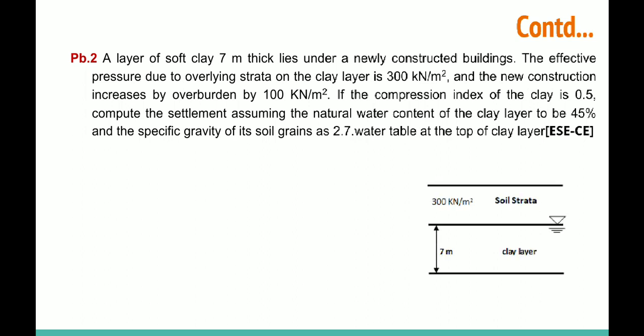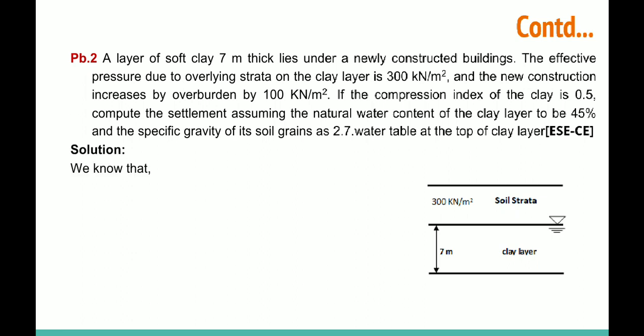So let's see in the figure. The clay layer thickness is 7 meter. The soil strata overlying the clay layer is applying a pressure on the top of the clay layer, that is 300 kN per meter square. So for calculating the settlement, we have to know the compression index, that is given in the question. We have to calculate the initial void ratio, that is not mentioned in the question. We have to calculate the initial effective stress. And the change in the effective stress is given, due to the new construction the overburden increases by 100 kN per meter square. So let's see one by one.